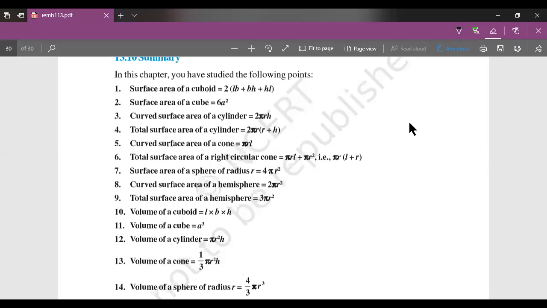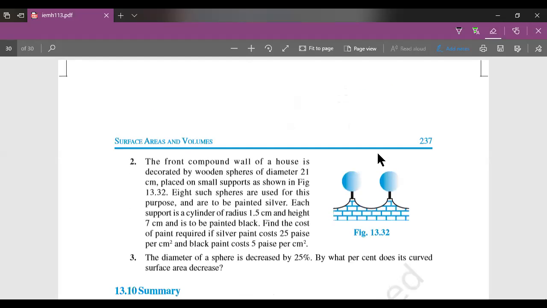So before we start this video, I would advise you to learn and memorize all these formulas because they'll help us in later videos and in solving surface area and volume problems. Okay, so let's start.